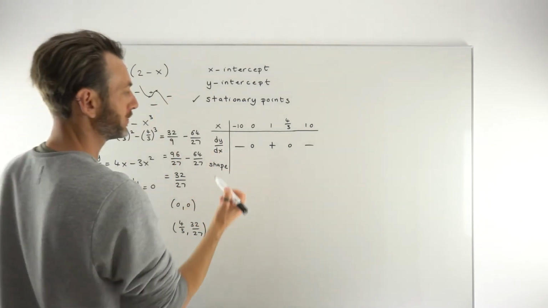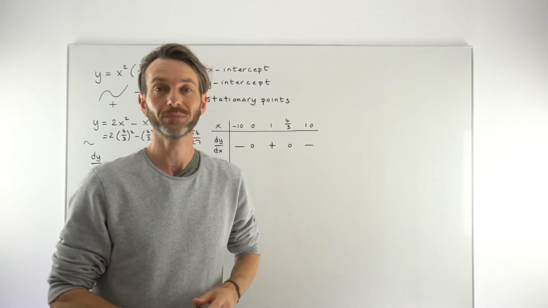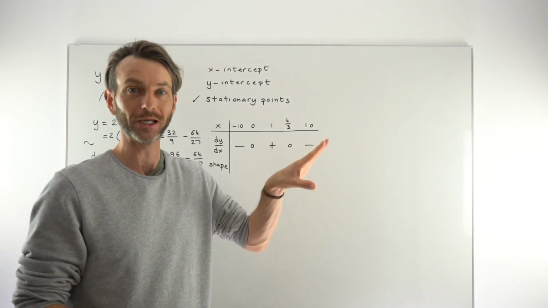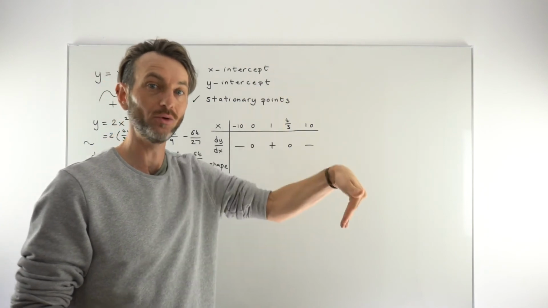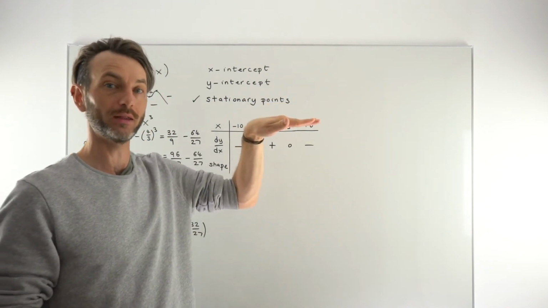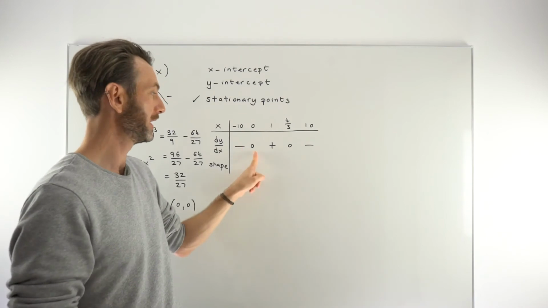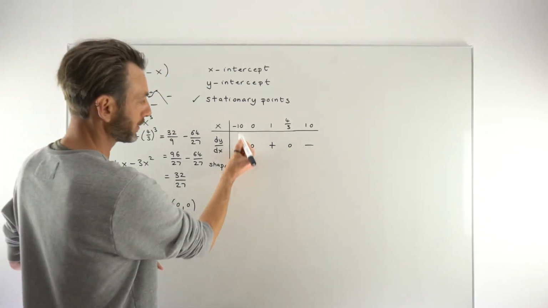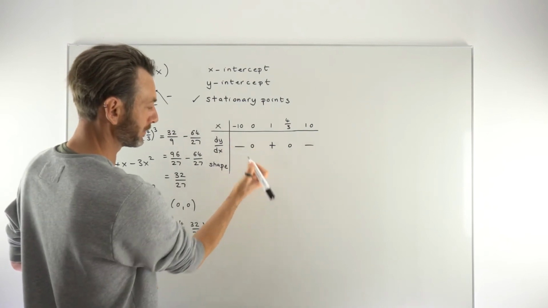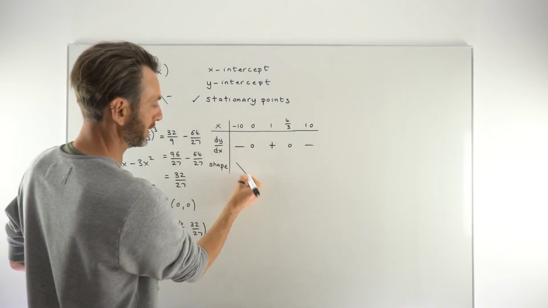So remember, the derivative represents the slope. If the derivative is positive at a particular point, the graph is sloping up the way. If it's negative, it's sloping down the way. If it's the turning point, then it's got zero slope. These are the turning points, the stationary points. So that tells us then that in this part of the graph here, to the left of the first stationary point, the graph is sloping down the way.